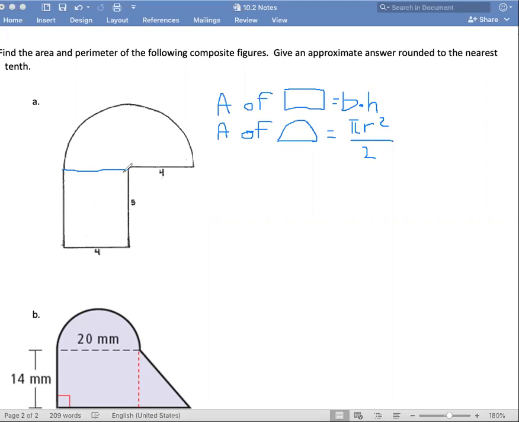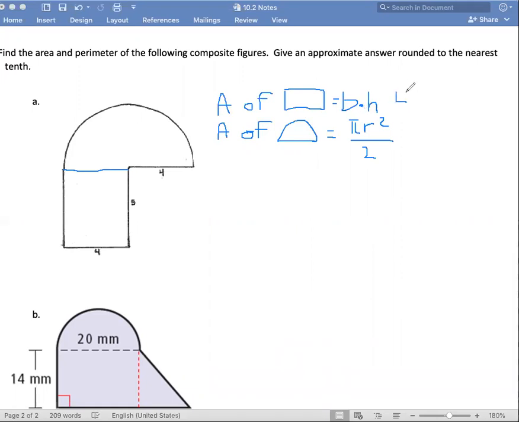The other shape I see is that this looks like a half circle, or half of a circle. And in math, a half circle is referred to as a semicircle. So if you look over here, I've written out, I abbreviated area as A. And I said the area of the rectangle is going to be equal to base times height. If you think back to our formulas before spring break, that's our formula for the area of a rectangle, base times height. So I'm going to go ahead and write that out.